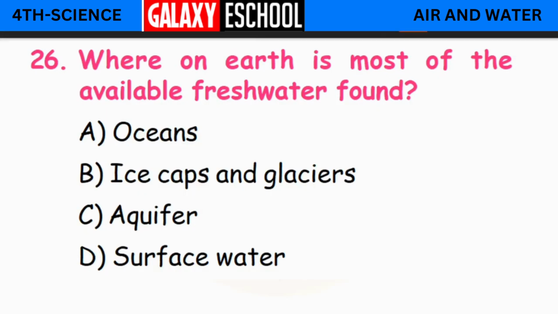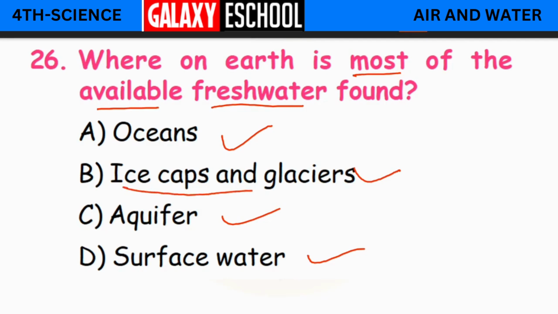Now the 26th question is, where on earth is most of the available fresh water found? Is it in oceans, in ice caps and glaciers, in aquifers, or in surface water? So where do we get this fresh water? The answer is ice caps and glaciers. Here you can get fresh water.